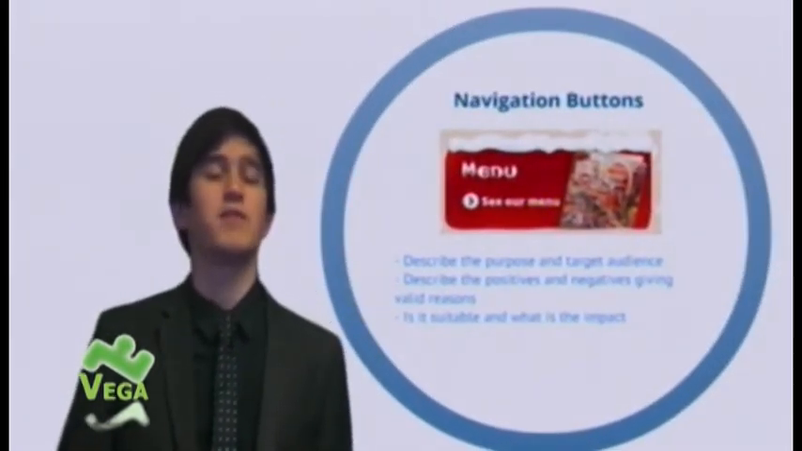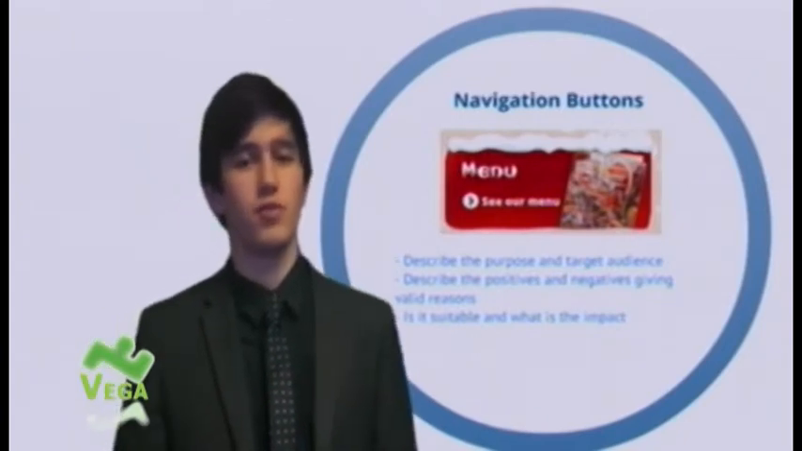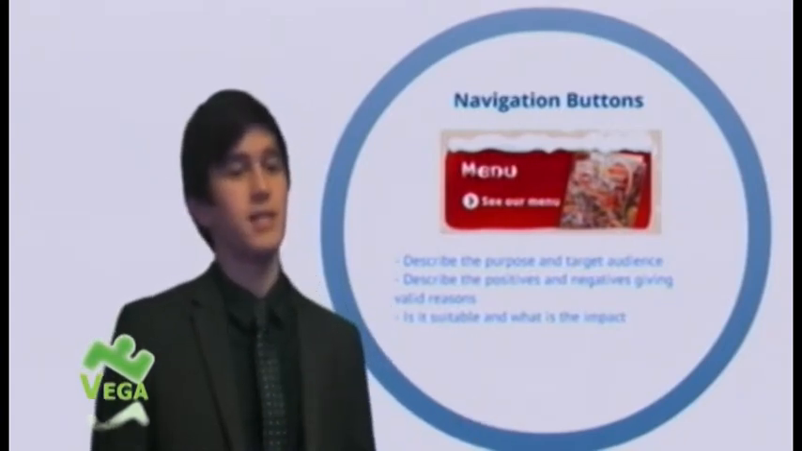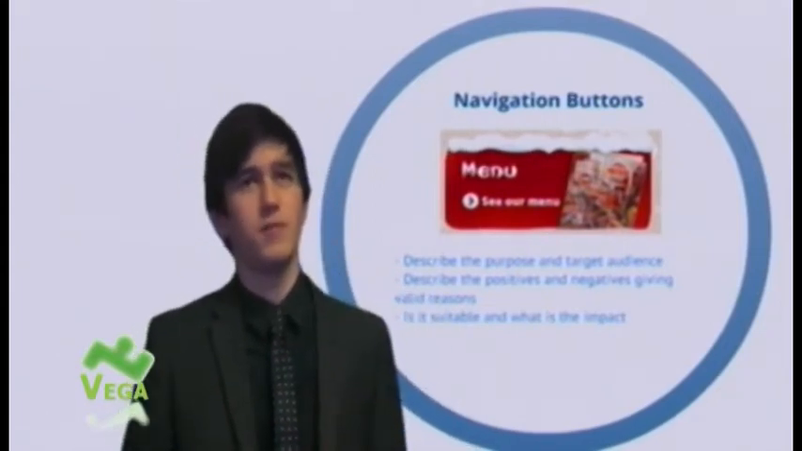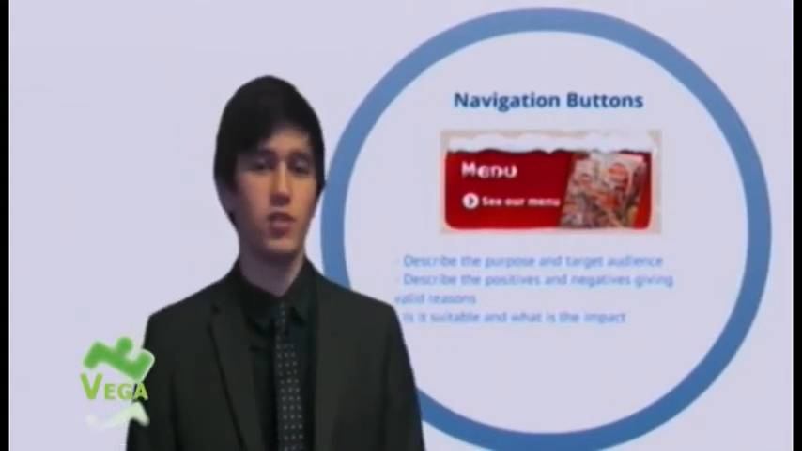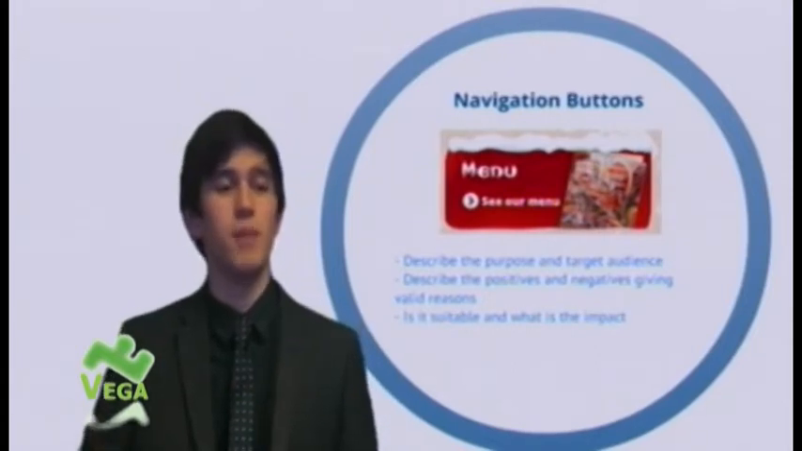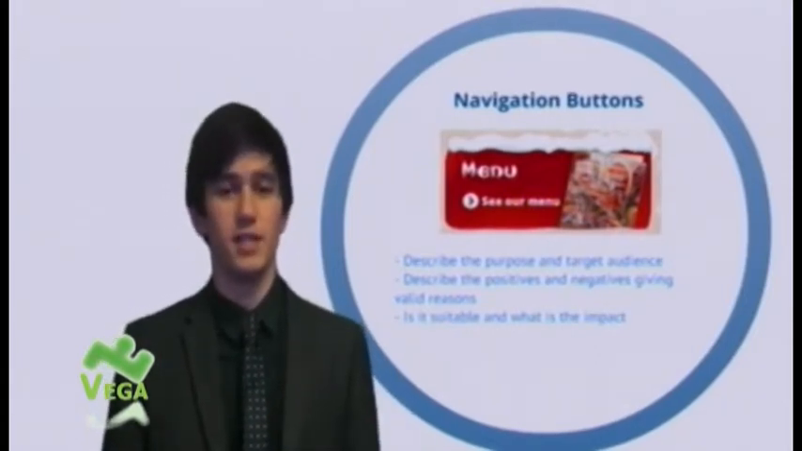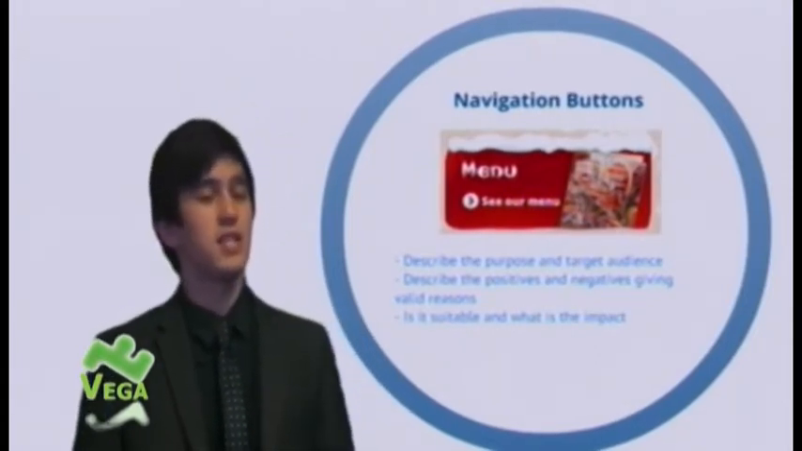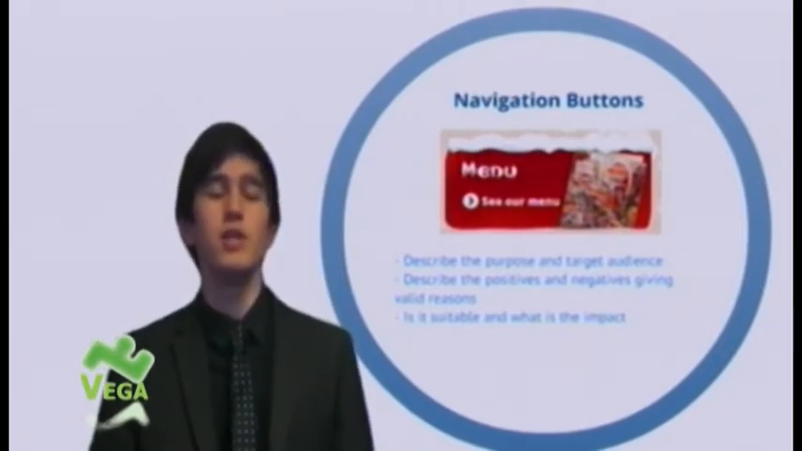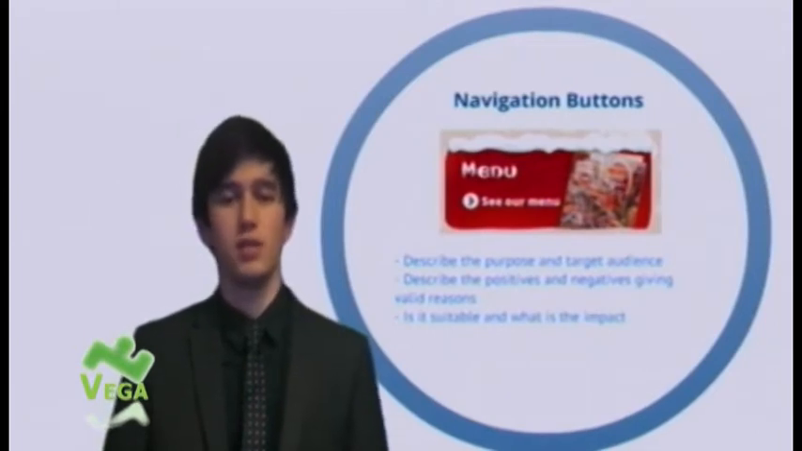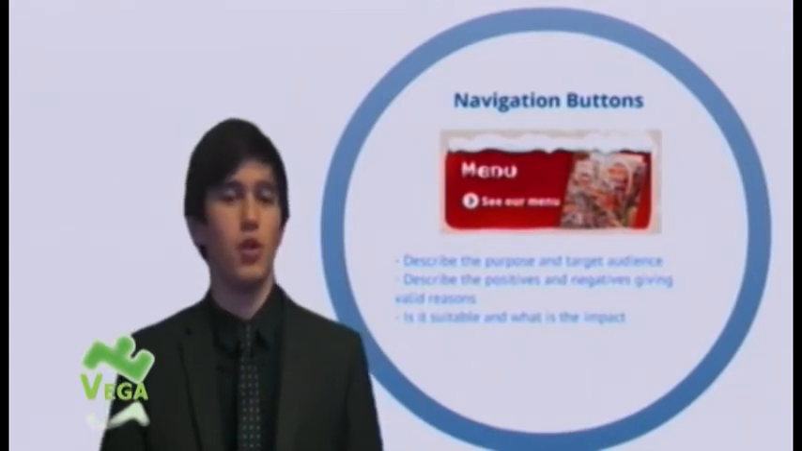This navigation button I've taken off a popular restaurant website. Obviously looking at it, it's clearly for a menu, to show the menu of the restaurant. So you click on this button to go to the menu page to see what food they serve. Now, let's look at this first bullet point. Describe the purpose and target audience. You need to really think about who is the target audience and why is this button on this website.